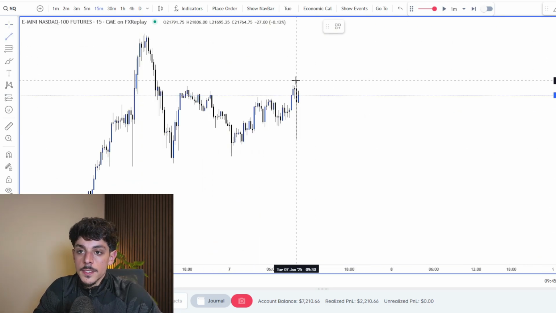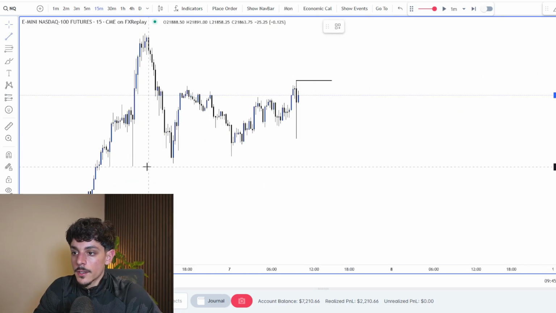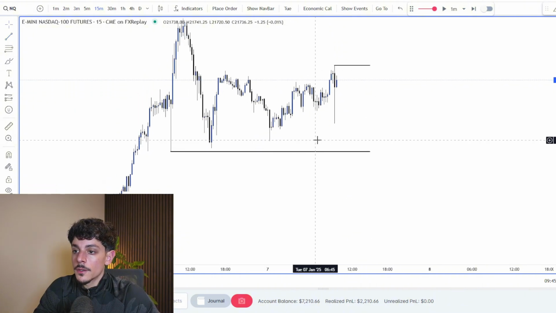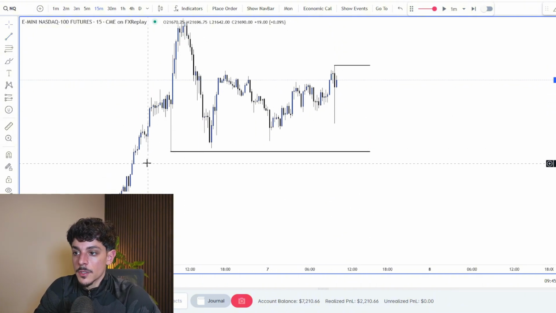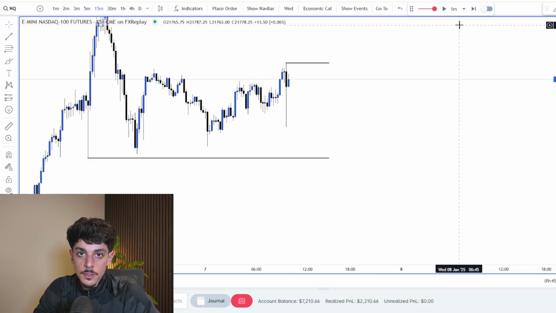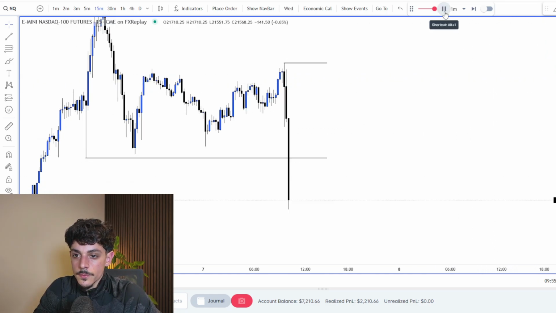I went on the next day right here. So January 7th, we have buy side and sell side sitting right here. We also have a 15-minute gap above and below. So I will try to play the extremes here. Let's see what it does.